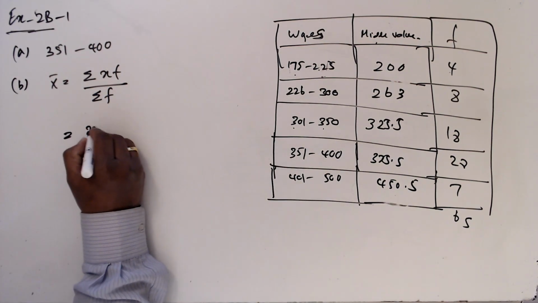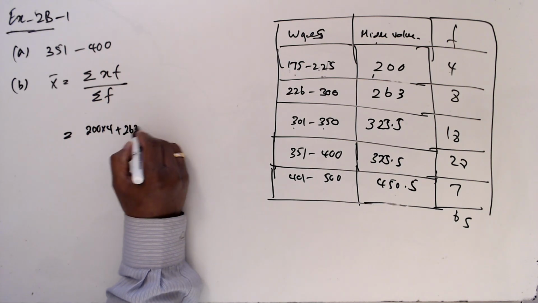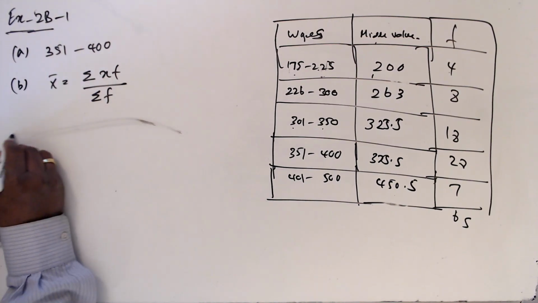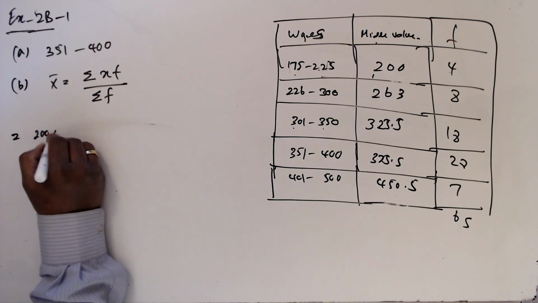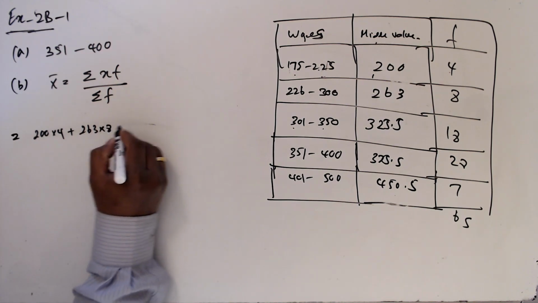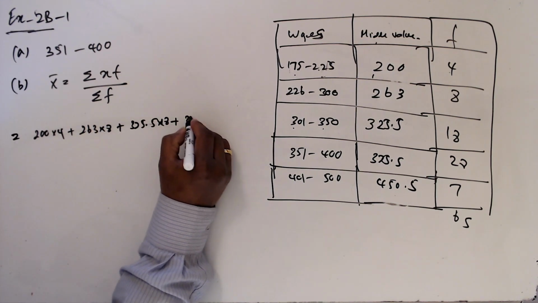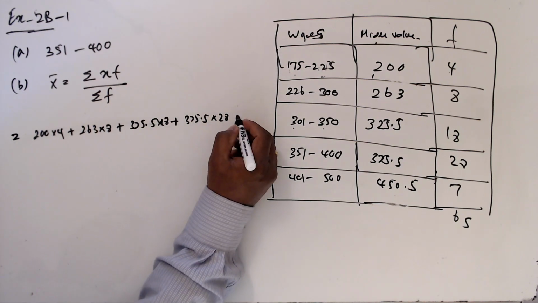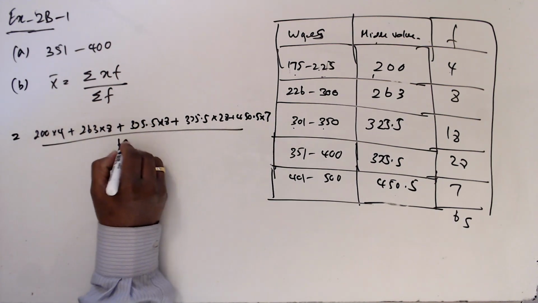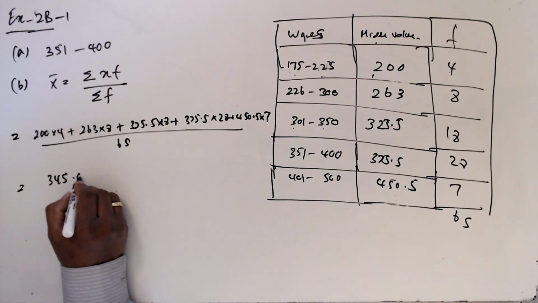Now the answer is 200 times 4 plus 263 times 8 plus 325.5 times 18 plus 375.5 times 28 plus 450.5 times 7, divided by 65. So you will get the answer 200.08.